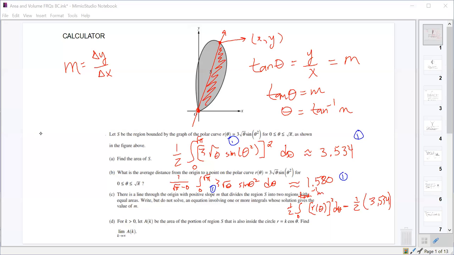And that one was, let's see here, 1 point for getting that limit, 1 point for having the area equated here somehow, and 1 point for the entire equation. Any questions on that one? Does that one go okay?